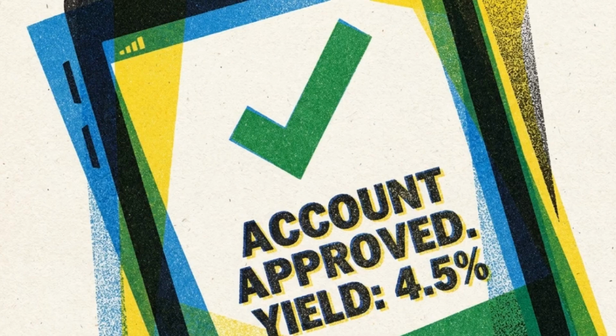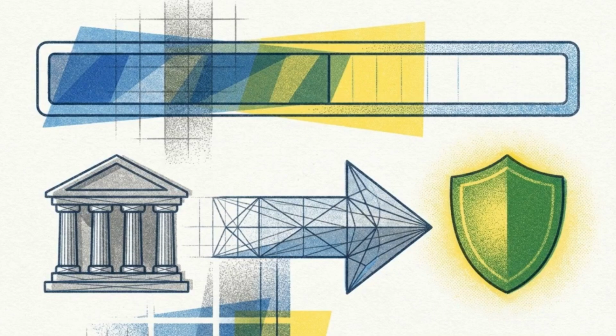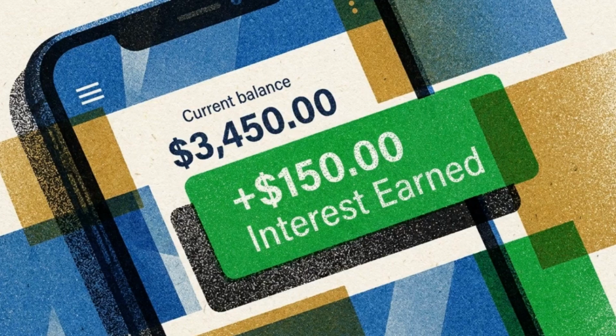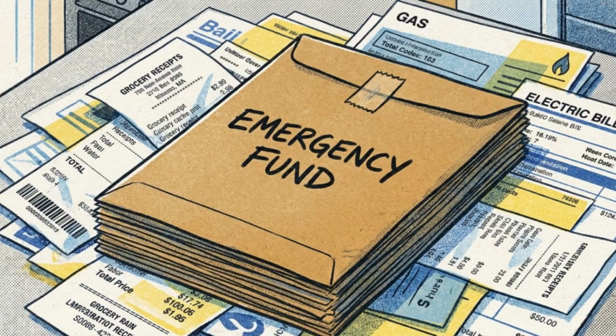Take the time today to open a high-yield savings account. Once it is active, initiate a transfer of your emergency funds out of your current bank. This shift ensures your cash remains productive. You create a buffer, maintaining your purchasing power even as the cost of living increases.